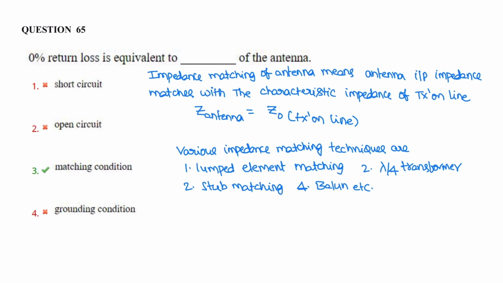So various impedance matching techniques are lumped element matching, lambda by 4 transformer, stub matching, and balun, etc. When the antenna impedance is equal to characteristic impedance, then reflection coefficient gamma is 0. So wave is completely propagated. In this case, signal is completely propagated.